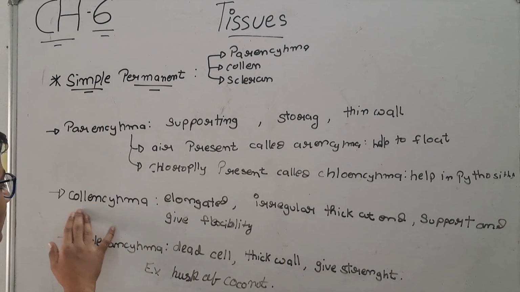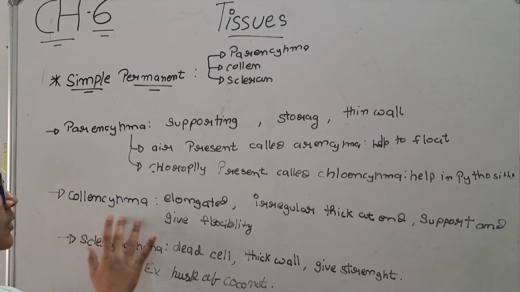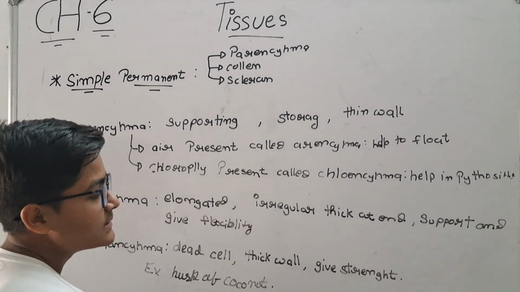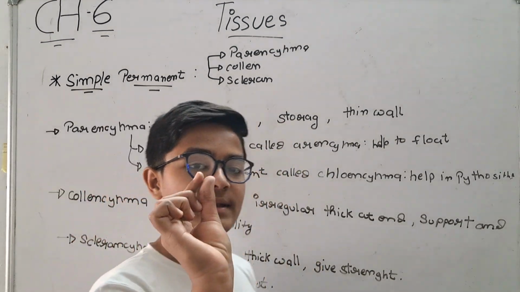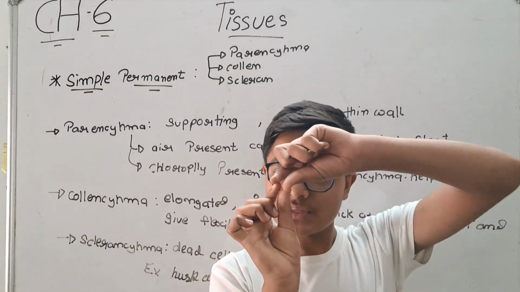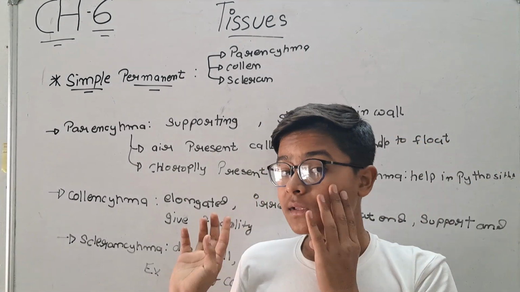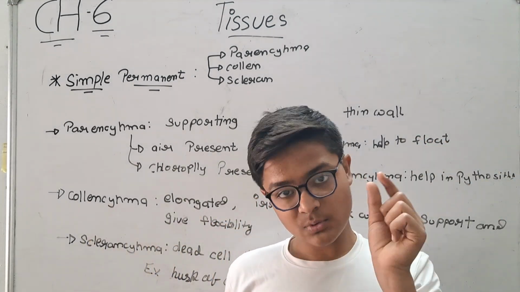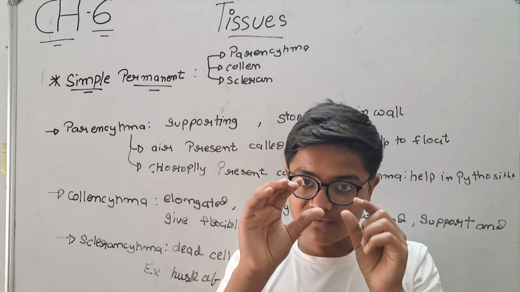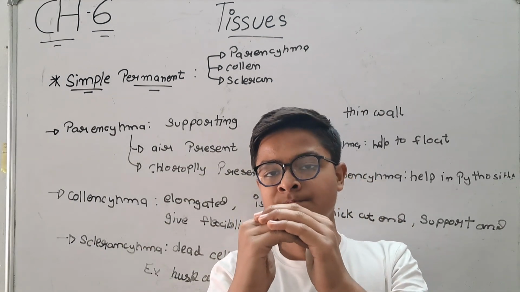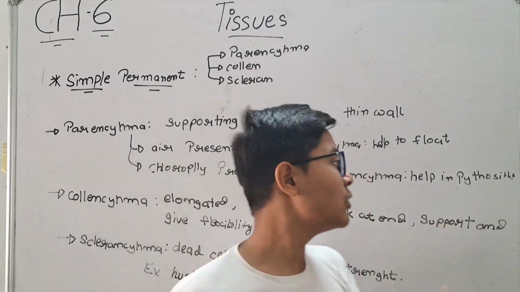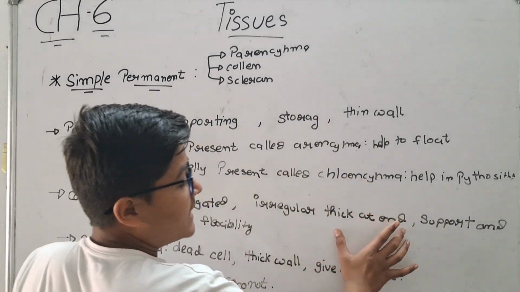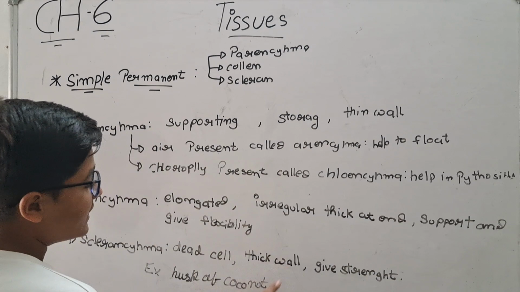Now let's move on to collenchyma. In collenchyma, the cells are elongated and irregularly thickened at the corners. Parenchyma walls are very thin. Collenchyma is also thin in the wall, but at the corners it is very thick. It is thickened at the corners, supporting and giving flexibility.